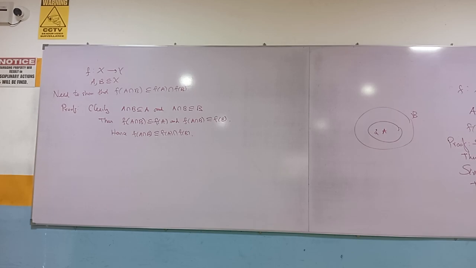Any line not clear, I can prove it, but these are, I suppose, very clear. A intersection B subset of A is very clear, no? A intersection B subset of B is also clear. Therefore, f of A intersection B subset of f(A) is clear, and f of A intersection B subset of f(B) is also very clear. If it is a subset of both f(A) and f(B), therefore the last line follows. If it is not clear, I can prove it, but these are very trivial things.